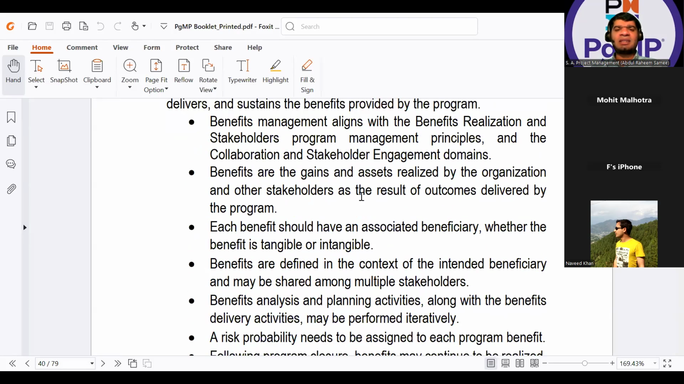Benefits are the gains and assets realized by the organization and other stakeholders as the result of outcomes delivered by the program. We had this question 2 days before also. So whenever the word gains comes, that is directly related to your benefits. It's a very important line. Please highlight this specifically in your booklet based on the new questions.